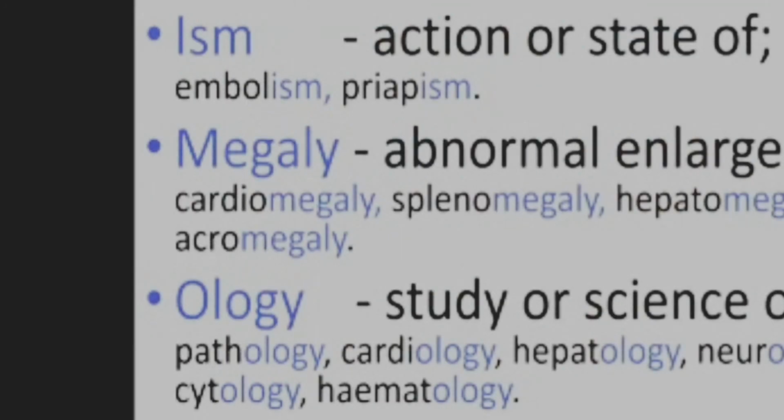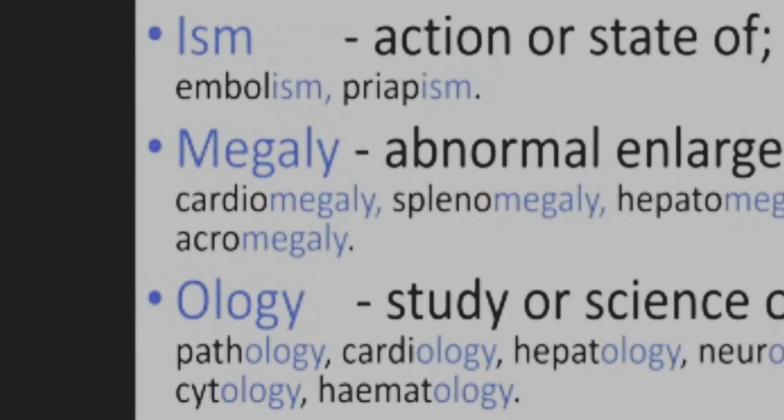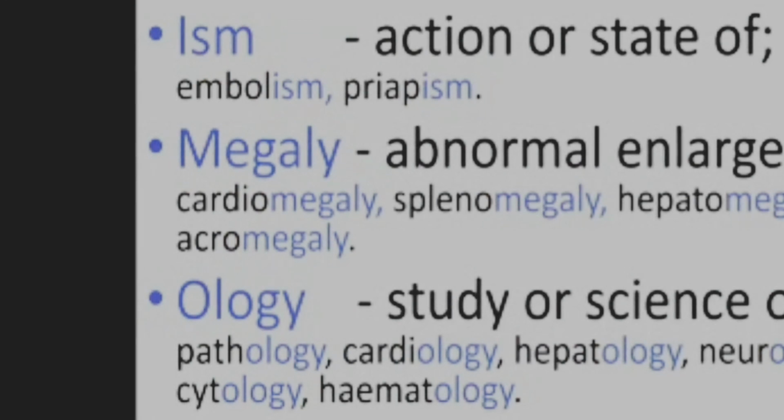Now, embolism. Ism is like action or state of. Megaly is abnormal enlargement, like cardiomegaly. Sometimes babies are born with a larger heart than they are supposed to, and that means there is something not right, and it's not of the right size compared to the body. So splenomegaly, hepatomegaly, acromegaly. Ology, study or science of, could be pathology, the study of diseases.